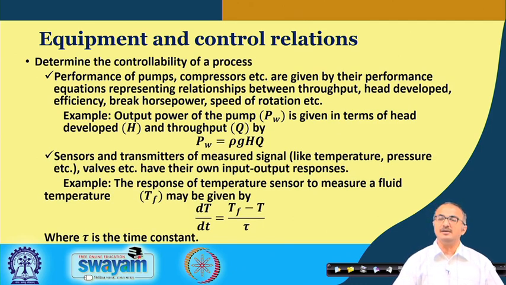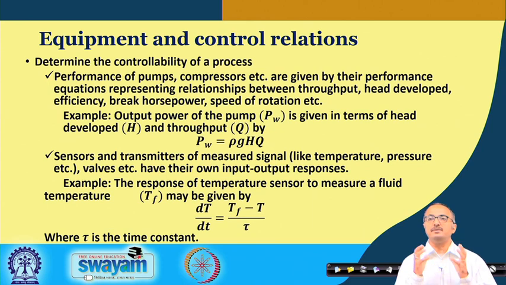The second is the various types of sensors and transmitters we are using, like temperature and pressure sensors. Then there are the valves we are using. For each of these components, there will be some kind of mathematical relationship correlating the input and output.